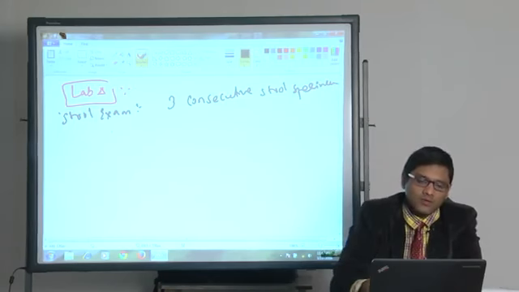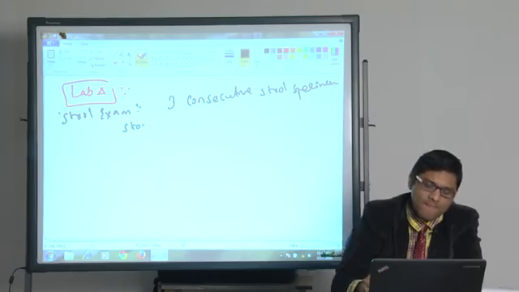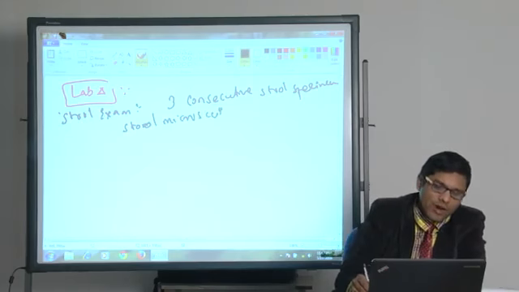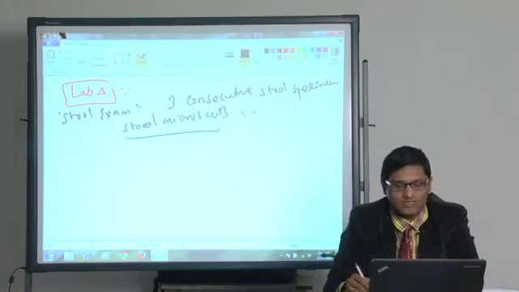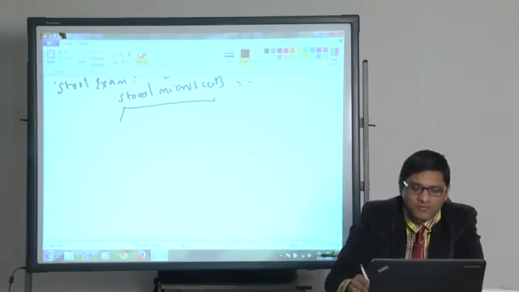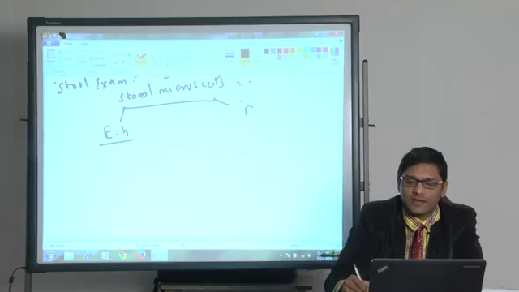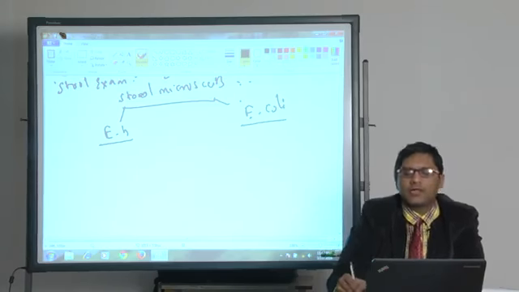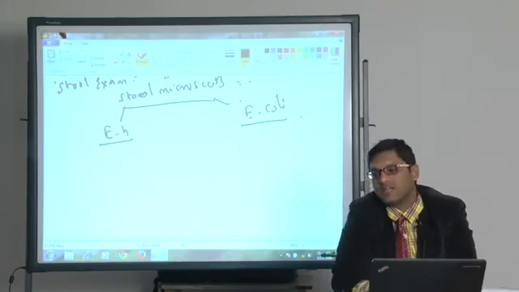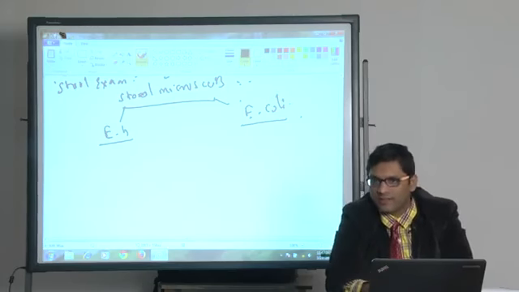And if you do a stool microscopy, how do the cyst and trophozoites appear? They say that you have to differentiate the cyst and trophozoite of Entamoeba histolytica from that of Entamoeba coli, because Entamoeba coli is the most common commensal in your GIT and often it will be confused with Entamoeba histolytica.